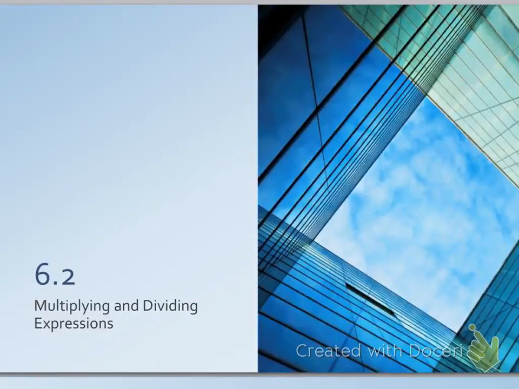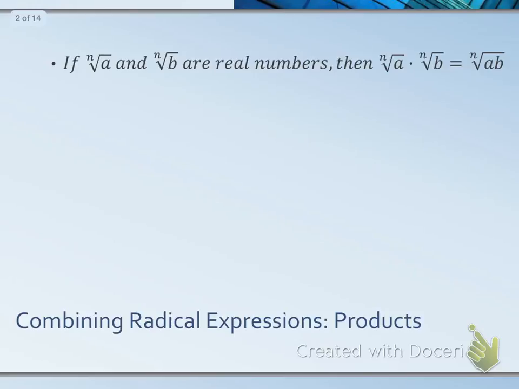Okay, so in this video, we're going to be multiplying and dividing radical expressions. So first off, if I have nth root of a and nth root of b and I'm multiplying them, in this situation, they have to have the same index here to be able to multiply them, and then we can multiply those numbers regularly, how we normally would do.